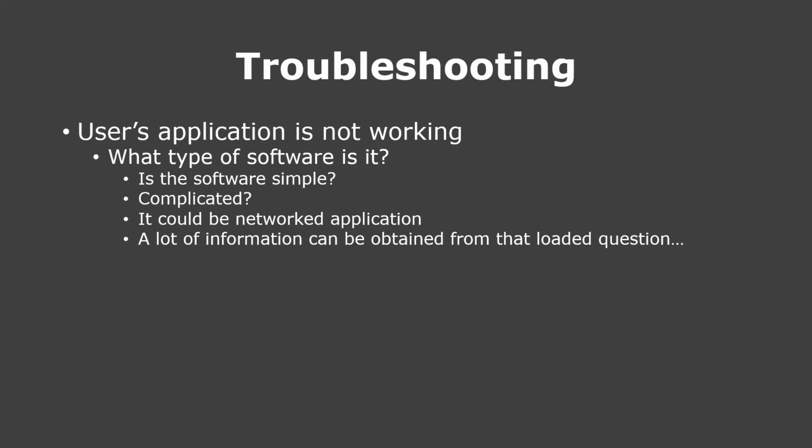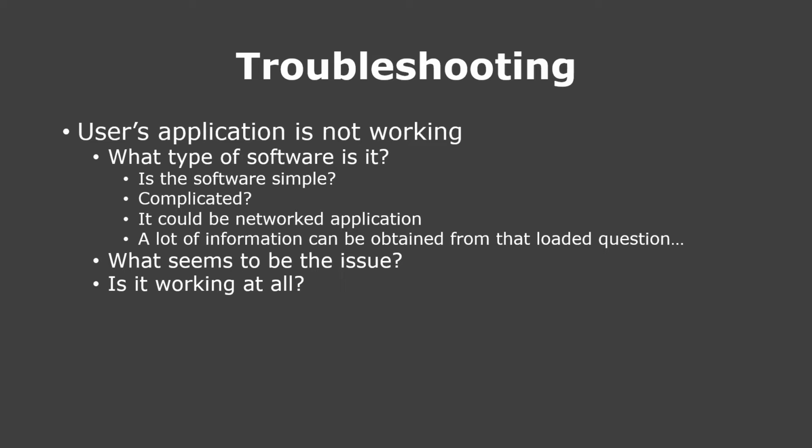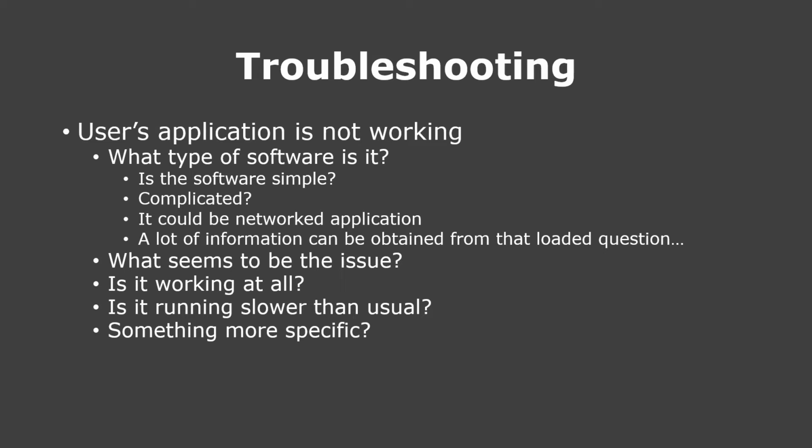There are so many different little bits of helpful information you can gain by just asking what the application does for the user. Next, ask them how the application's not working. Usually, I simply ask, what seems to be the issue? Is the application working at all? Is the application just running slower than usual? Or is it something more specific? Those are the three checkpoints for most applications. It's either not working at all, working slower than usual, or there is something specific inside the application that is malfunctioning. Simple enough, right?